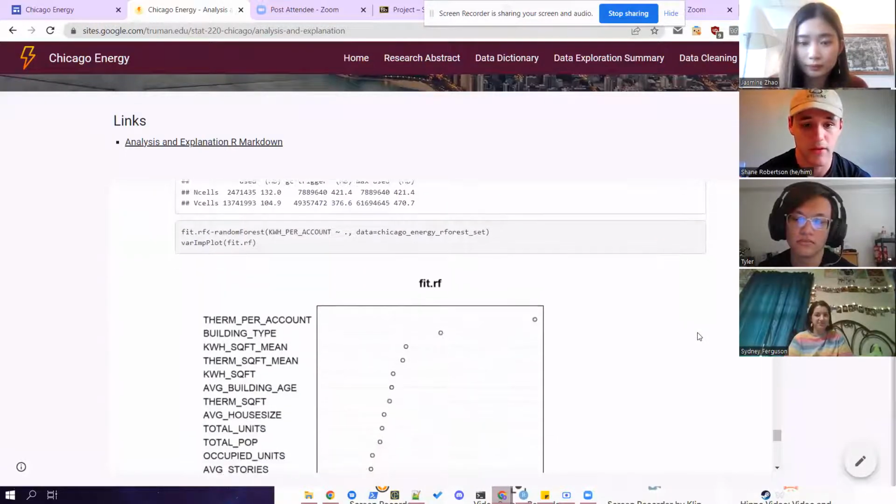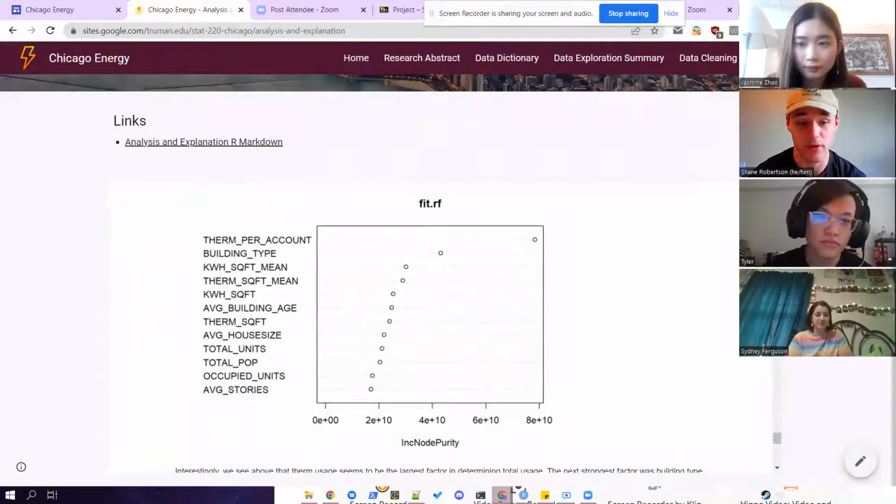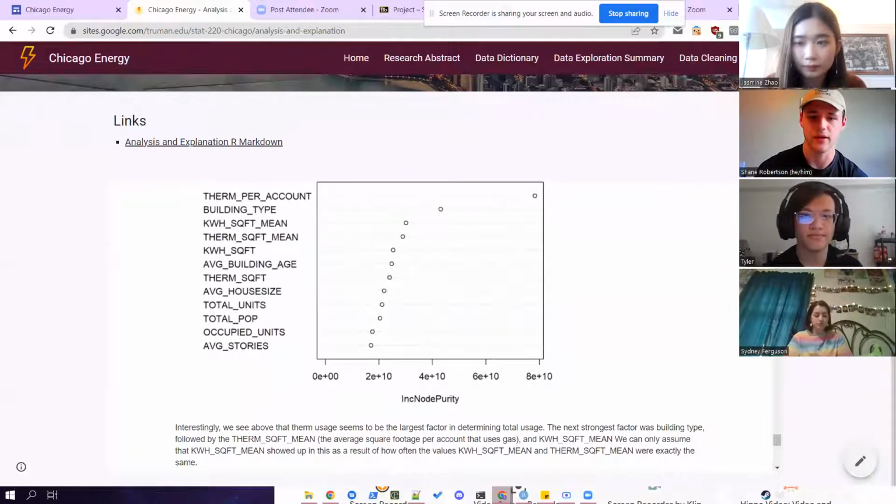And then we go ahead and plot it just to see. And we have a very high correlation between therm per account and kilowatt hour usage. This showed us that this had a stronger influence than we thought. And so we wanted to see more information about this.